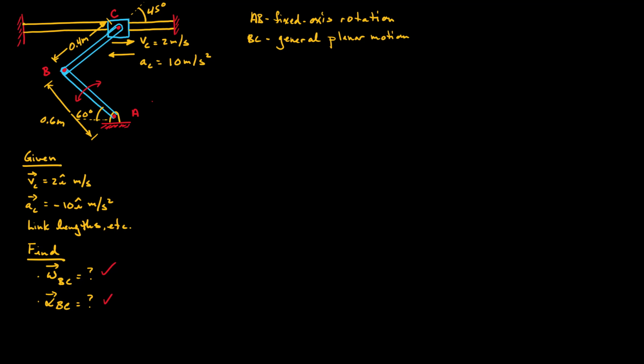So for general planar motion, let's express the velocity of point B on link BC. We have the velocity of point C is equal to the velocity of point B plus the relative velocity of point C with respect to B. So at this point in time, VB is an unknown. We don't know what VB is. We know that the relative velocity of C with respect to B mimics fixed axis rotation. So we're going to have omega BC crossed with R of C with respect to B.